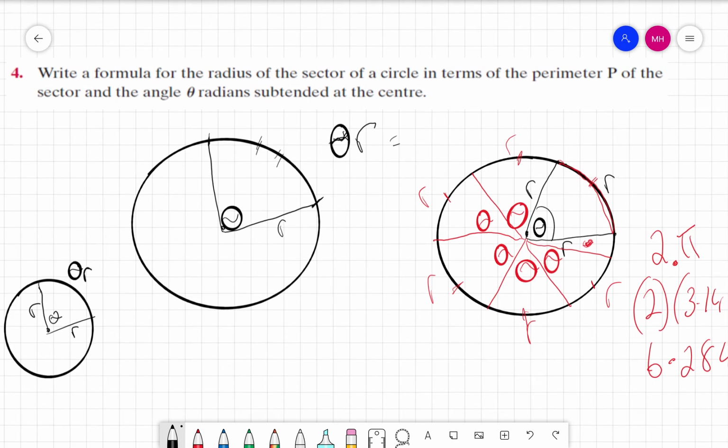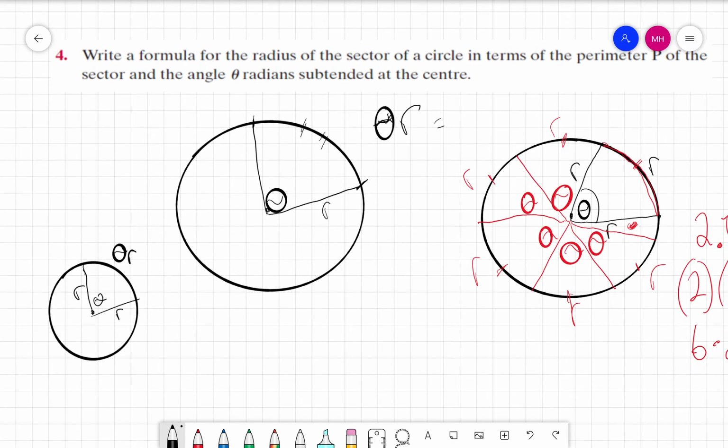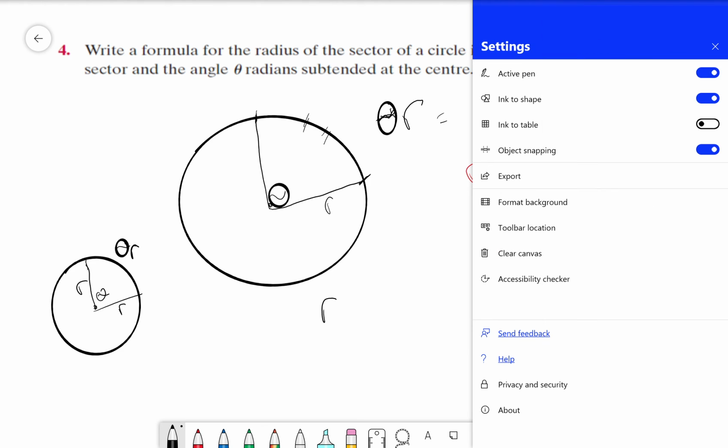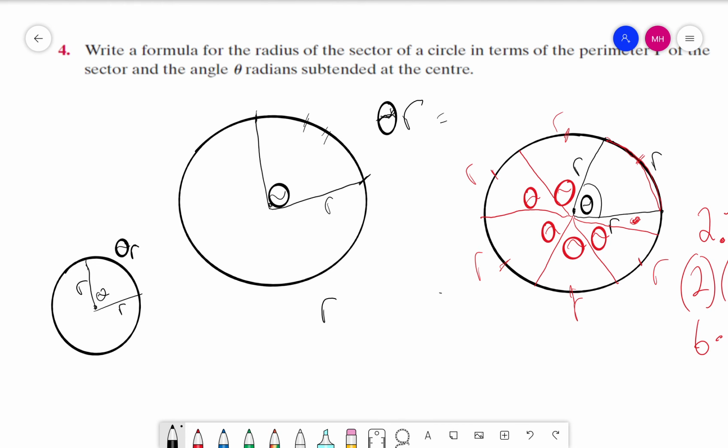So you were asked to write a formula for the radius of the sector of a circle in terms of the perimeter P of the sector, and the angle. So our perimeter, which is from here to here to here, is going to be equal to the radius plus the radius plus theta, being the angle in radians, by the radius. So P is equal to 2r plus r theta.